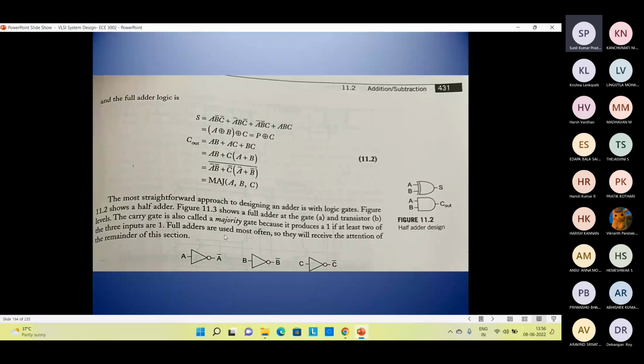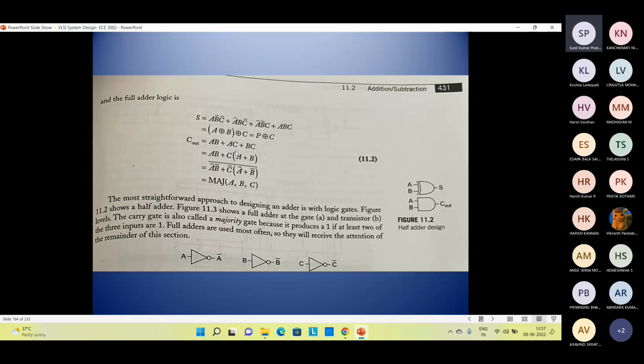Now this is actually the carry gate which we just now defined. So that is also called majority gate. Okay. So that we generally abbreviate as MAJ. That's the majority gate of the three inputs A, B, and C. Okay. So this majority gate of A, B, and C is nothing but AB plus AC plus BC.